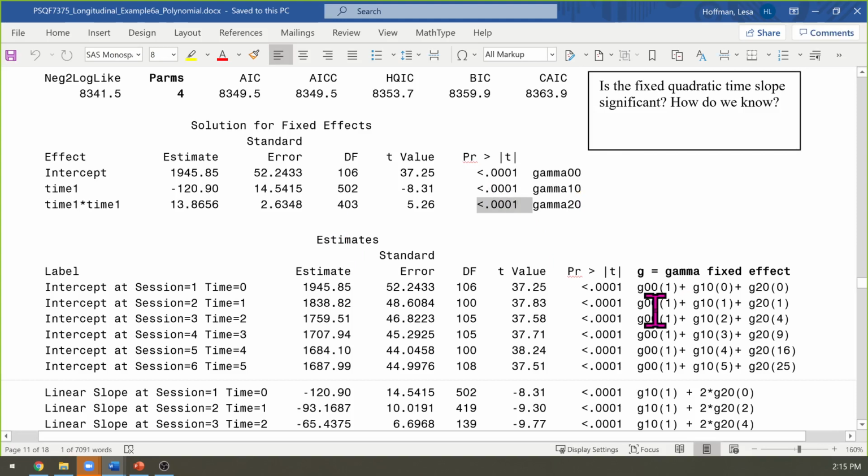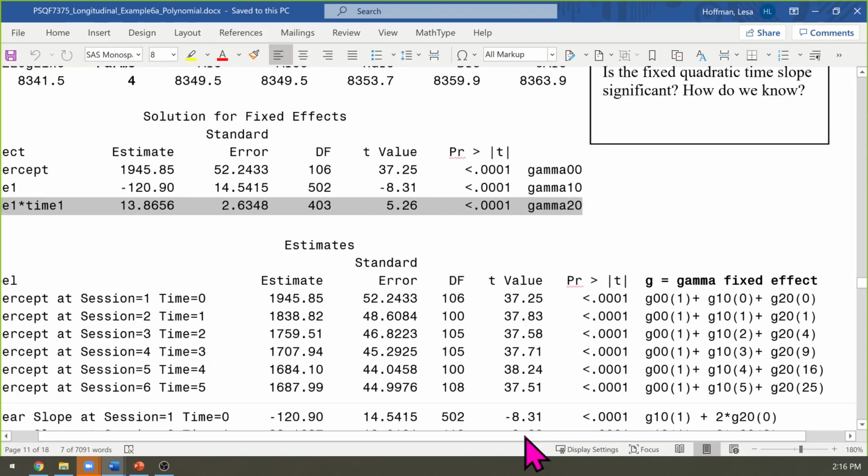You can stare at the p-values. Nobody's going to argue with you about that. The reason is because fixed effects have a null hypothesis of 0 and are unbounded. They can be positive or negative, so we don't have to worry about boundary conditions, any of the stuff that we have to worry about for variances. So in this case, here is my new fixed quadratic slope.